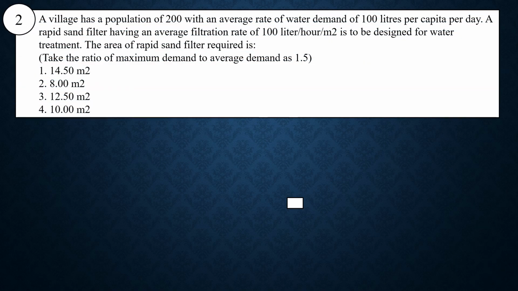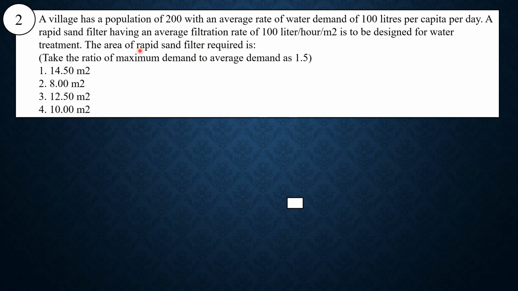Then question number 2. A village has a population of 200 with an average rate of water demand of 100 liters per capita per day. A rapid sand filter having an average filtration rate of 100 liters per hour per meter square is to be designed for water treatment. The area of rapid sand filter required is. So for the area of the rapid sand filter, the formula is design discharge divided by average filtration rate.